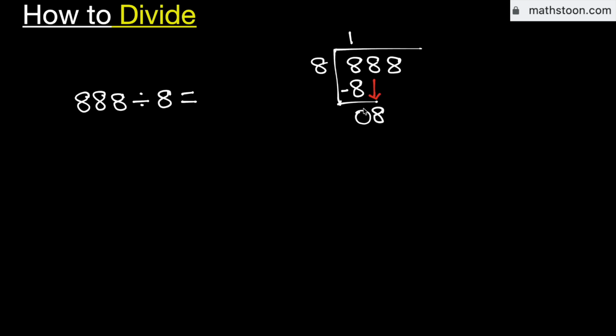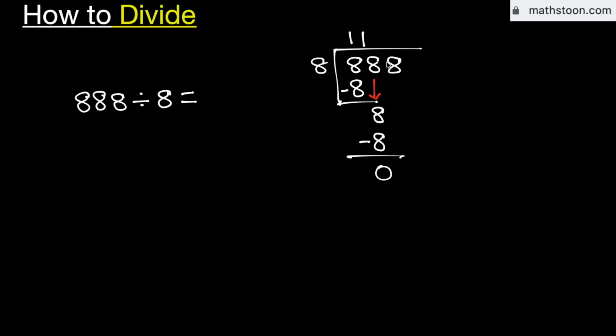But look that this is the number 8. So we will remove this 0. And we know that 8 times 1 is equal to 8. Subtract, we get 0. Again see that this 0 is less than 8.